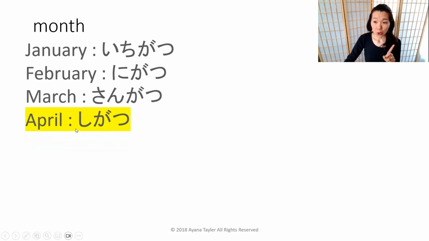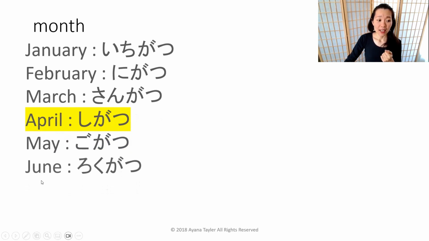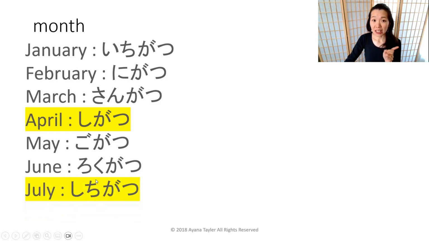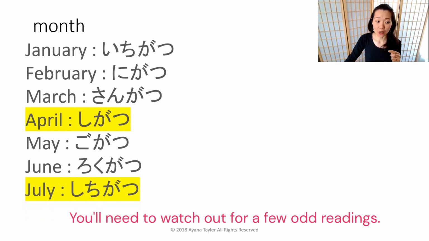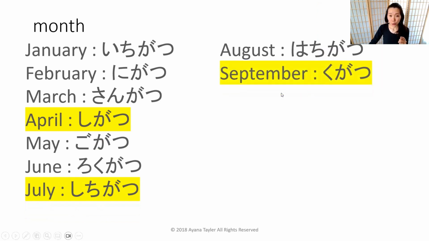Then I put the yellow here. April, we do not use 4. We will say 4月. Repeat after me. 4月. Then May is 5月. Then June, 6月. Then July, instead of 7, we will pronounce 7月. So this is 7月. Then August, 8月. So 8 is 8, so then you add 月. Then September is 9月.